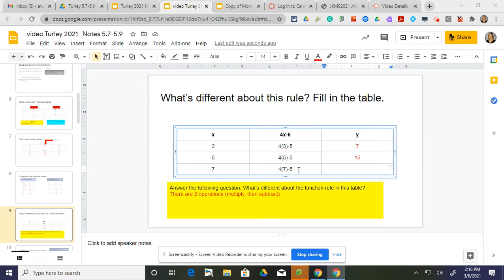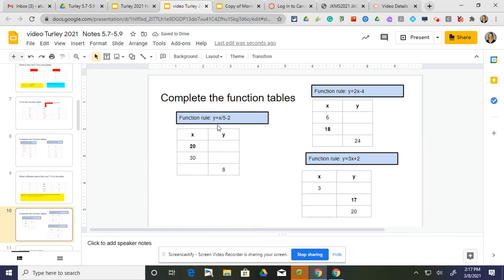All right, so we are on the last one. 4 times 7 is 28, and 28 minus 5 would be 23. Okay, on to slide 10. Complete those function tables.